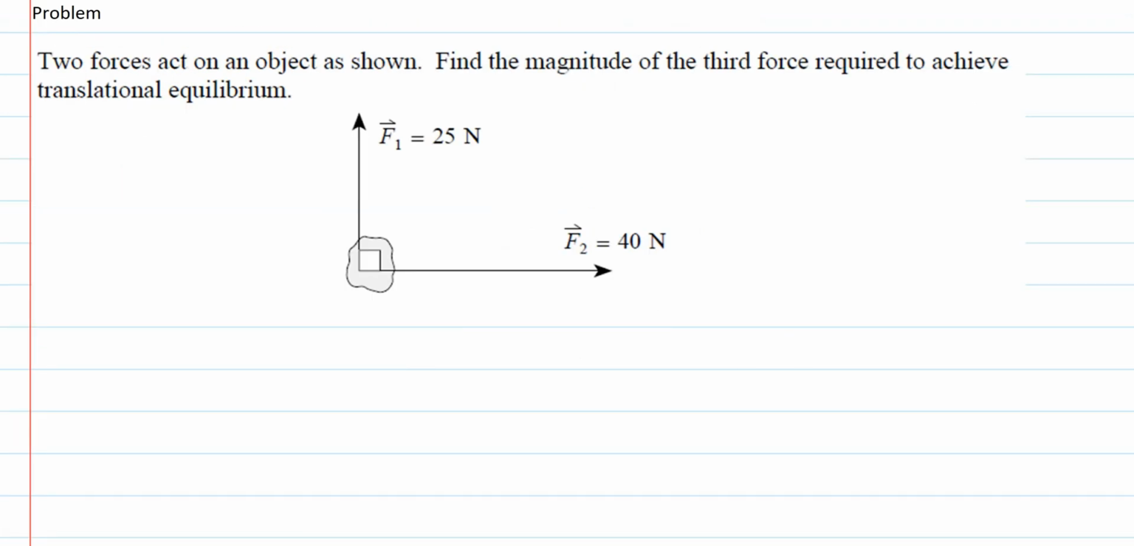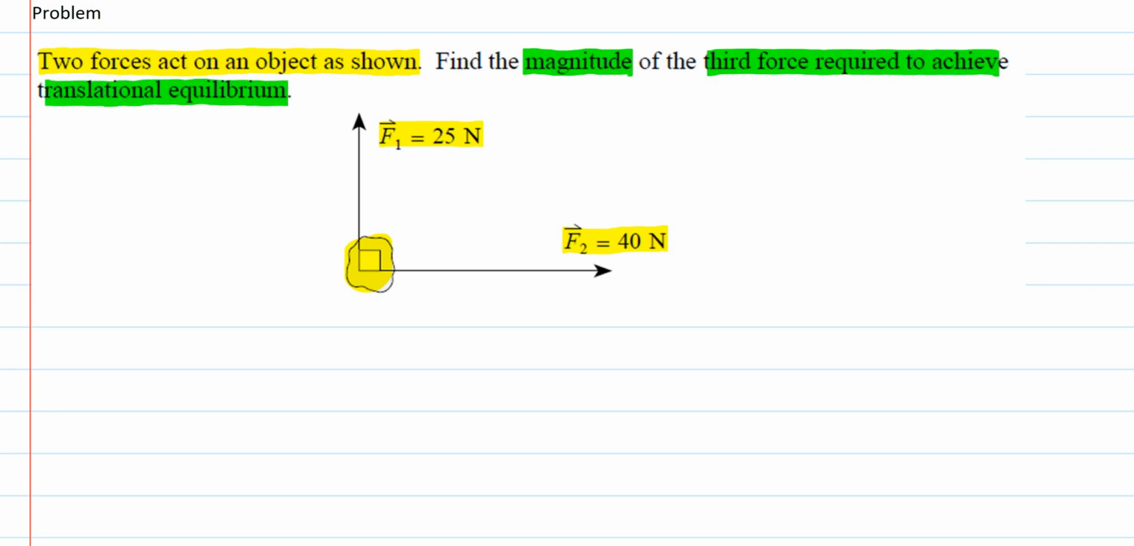Let's take a look at a calculation problem now. For this next problem, we have two forces acting on the object as shown. My two forces are F1, which is 25 newtons, and F2, which is 40 newtons, and my object is this thing right there. We want to find just the magnitude of the third force required to achieve translational equilibrium.